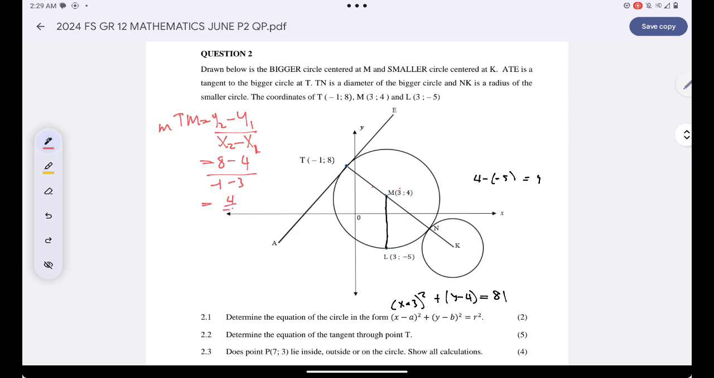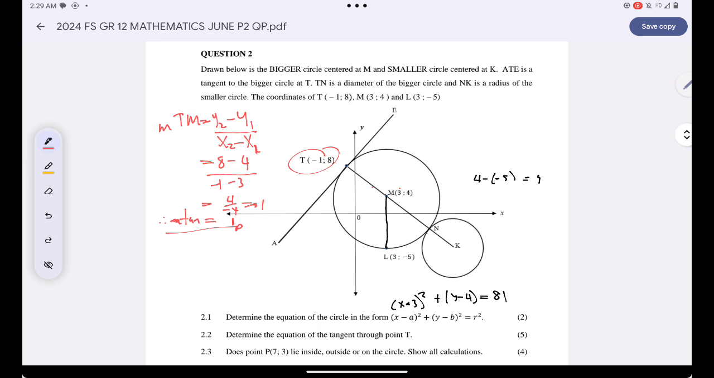This is 4 over negative 4, we get a negative 1, right? We do have a point on the tangent. Remember that this is the gradient of the radius, right? Therefore the gradient of a tangent will be equal to 1. Are we together?